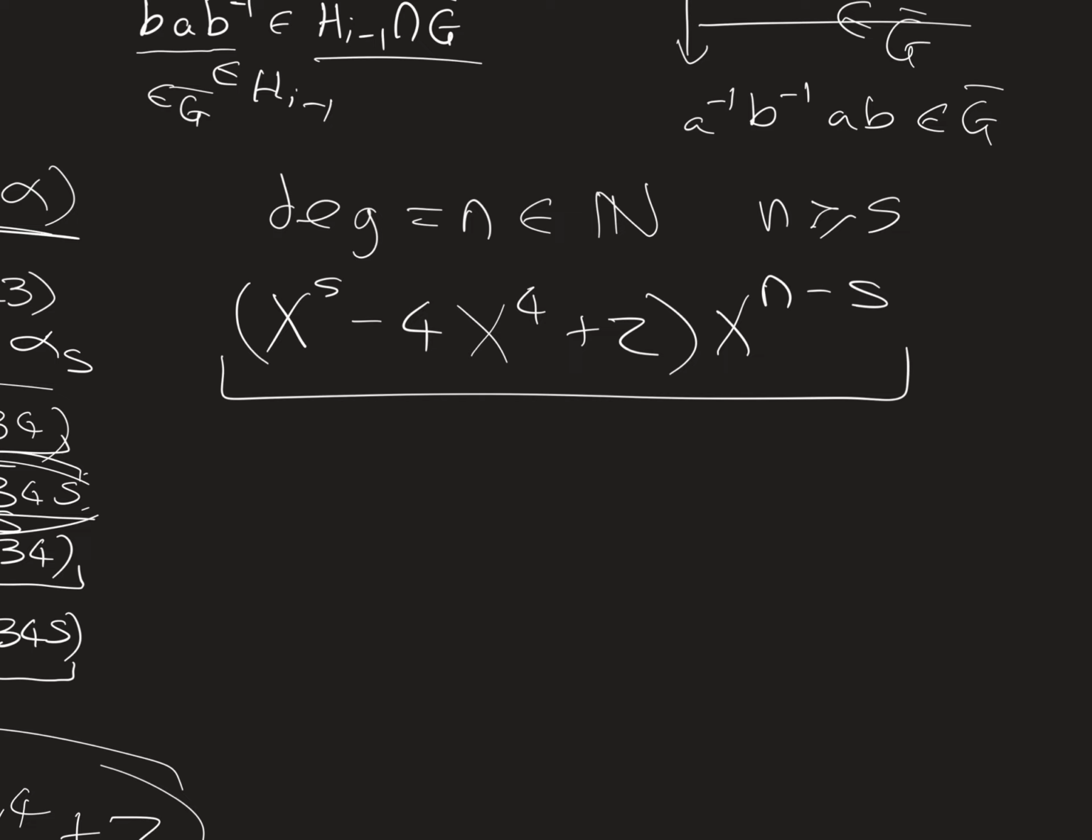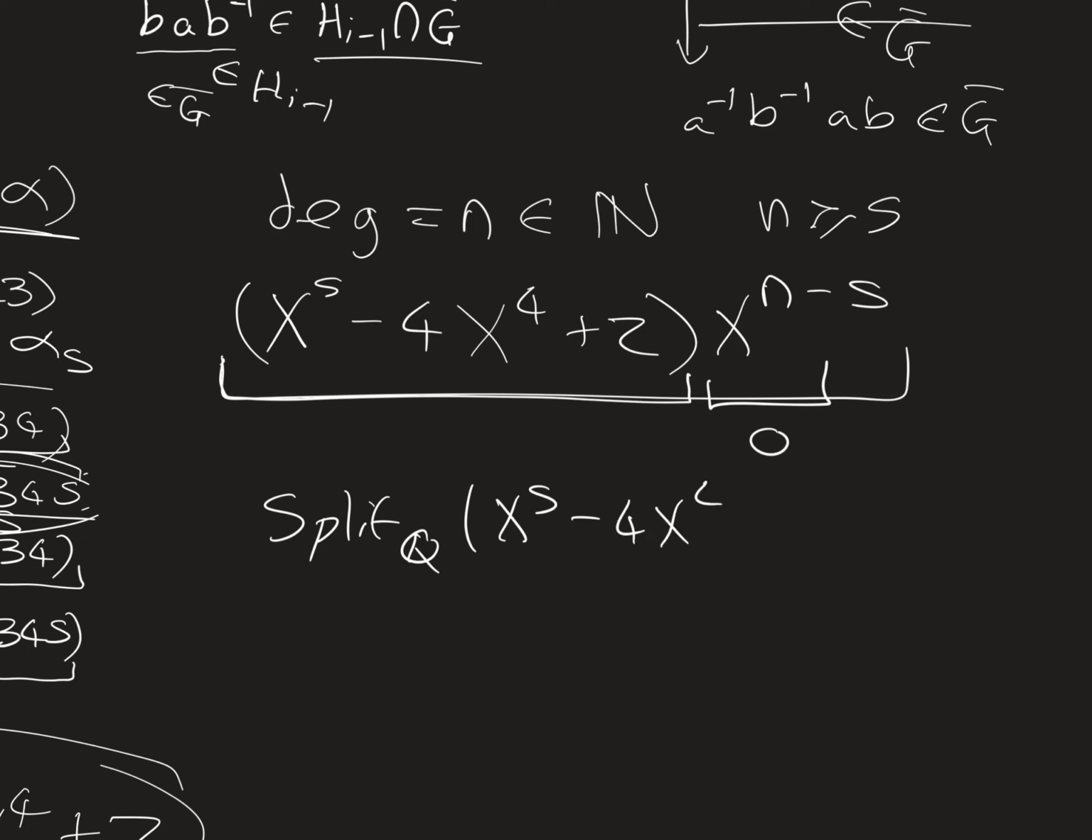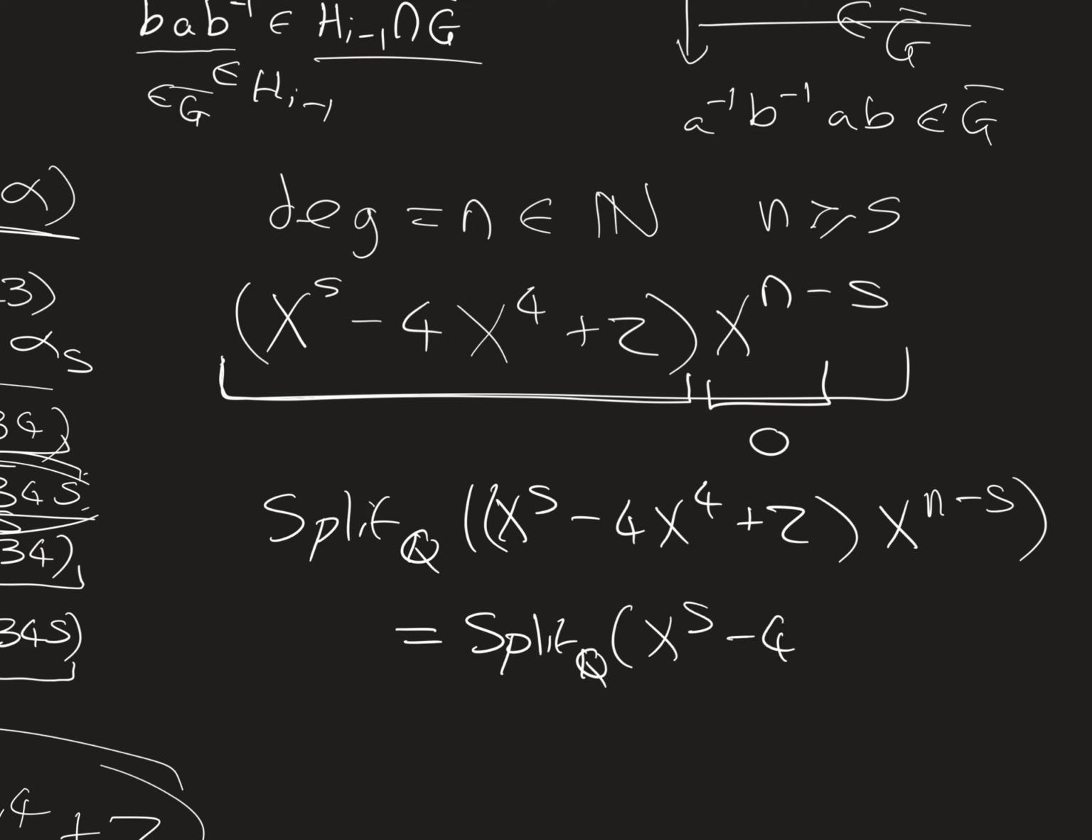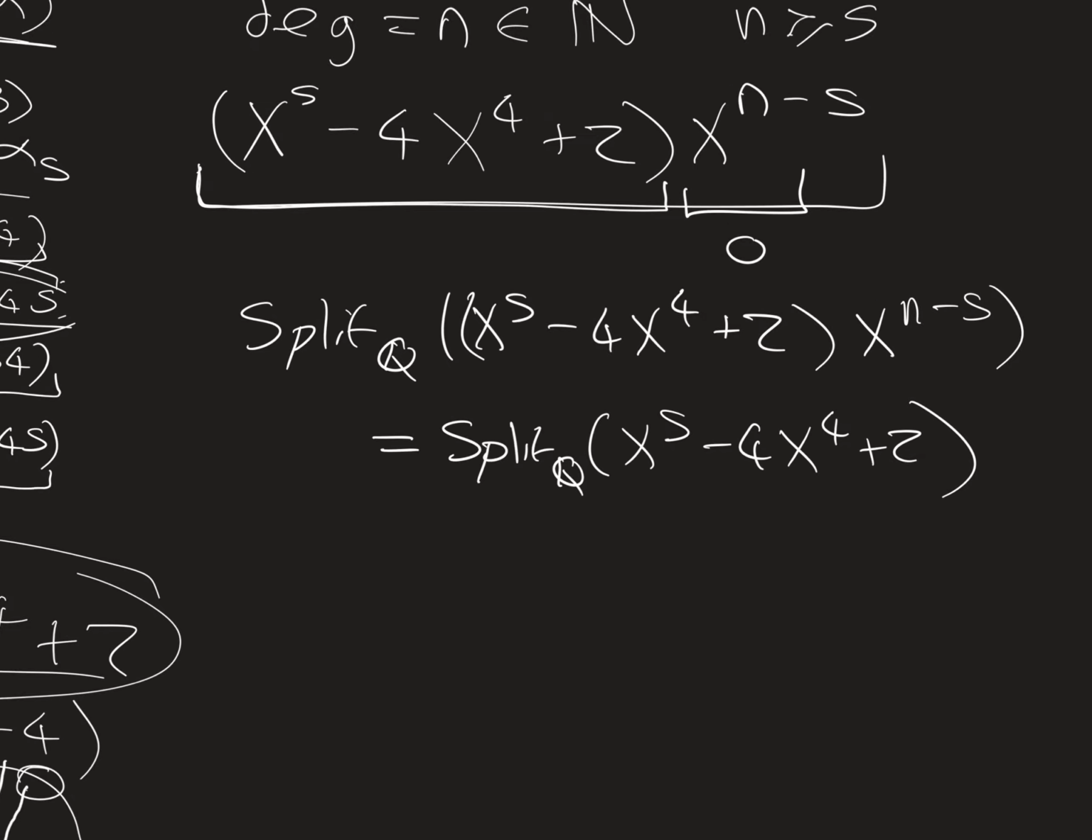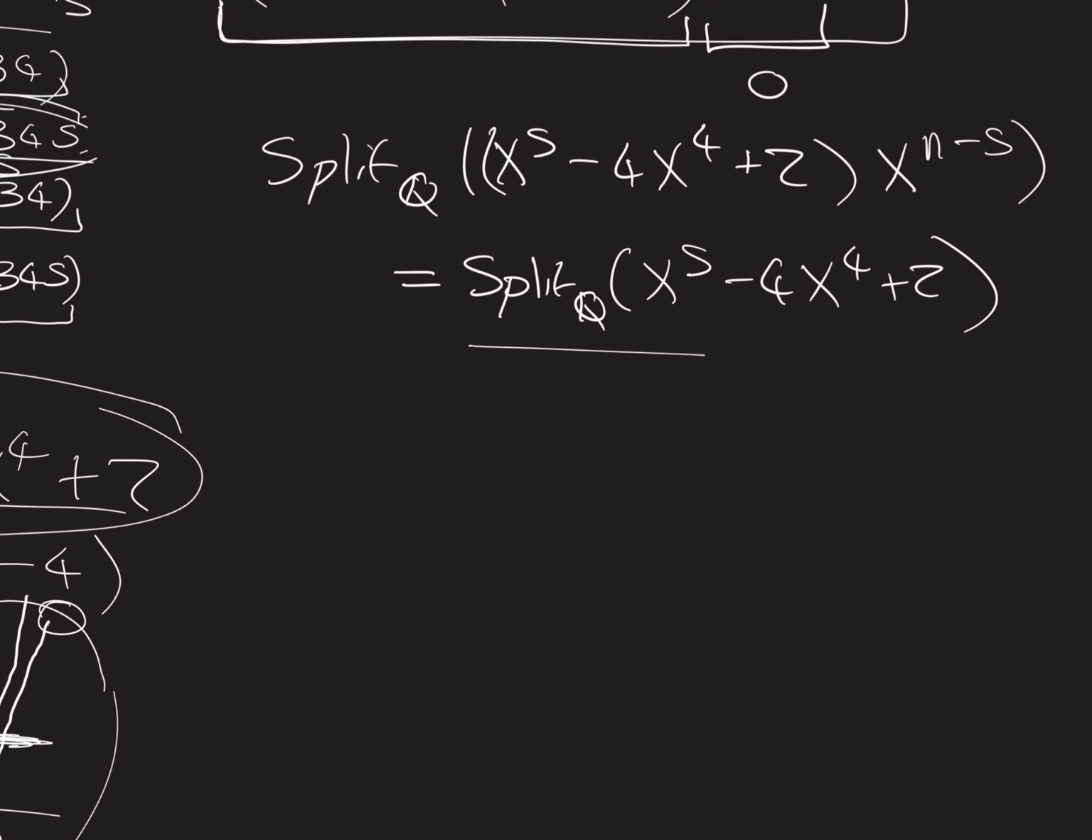Well, it's going to be the same as the Galois group of this bit, because this bit's just got zeros as its root. So that adds absolutely nothing. So the splitting field over the rationals of x to the 5 minus 4x to the 4 plus 2 times x to the n minus 5 is the same as the splitting field over the rationals of x to the 5 minus 4x to the 4 plus 2. And we know that this is not a solvable extension of the rational numbers.